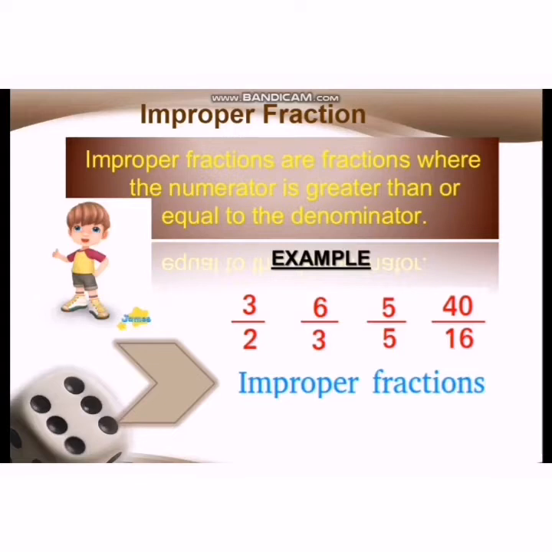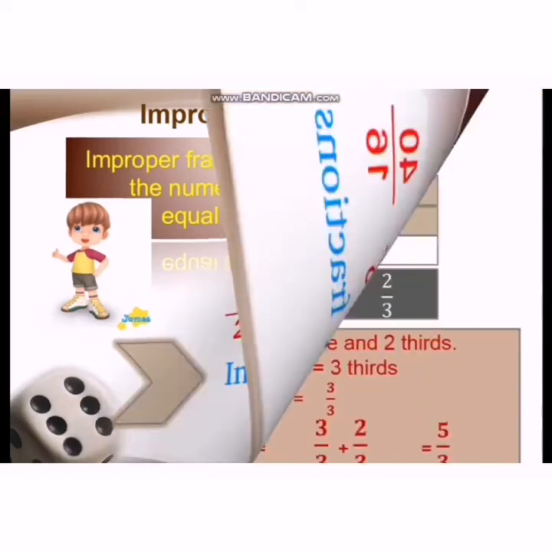For example, 3 by 2, 6 by 3, 5 by 5 and 40 by 16. In all these 4 examples, we have numerators either greater or equal. So these are the examples of improper fractions where numerator is greater or equal.